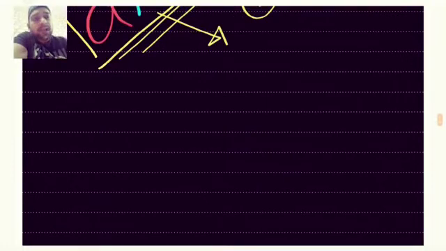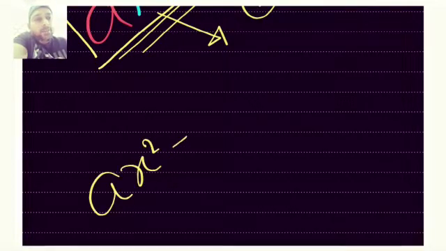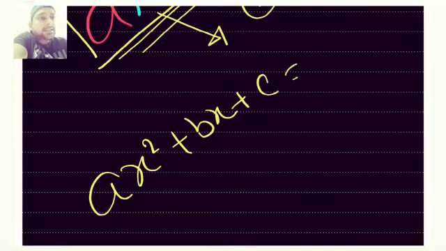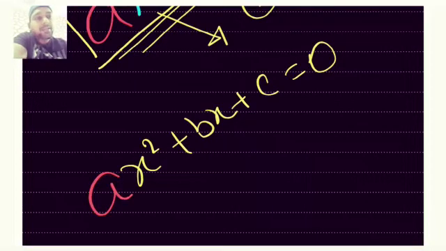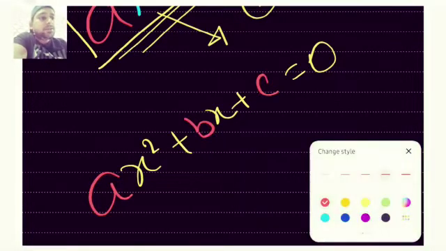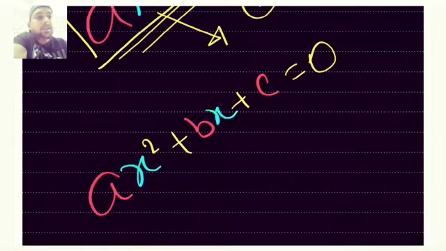Now suppose I have another equation, say ax square plus bx plus c is equal to 0. Here again we are taking the equation in x. So a, b and c are constants, and x is the variable, right? Now look for the highest power of the variable, and here I can see the highest power of the variable is 2. So this sort of equation is called a quadratic equation, right?